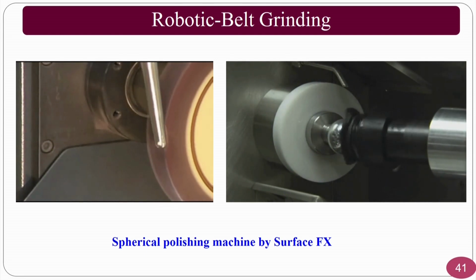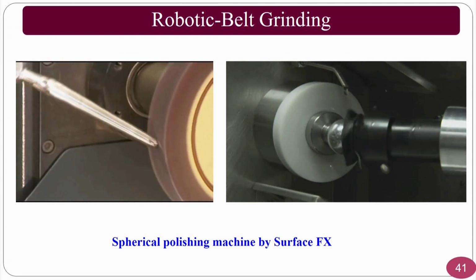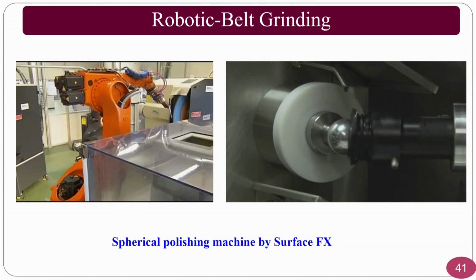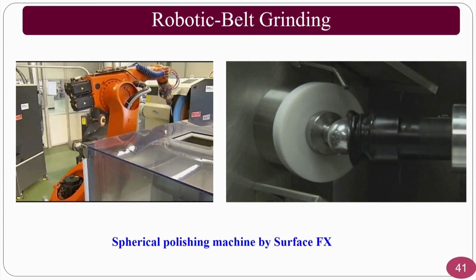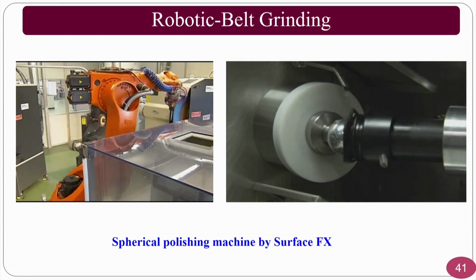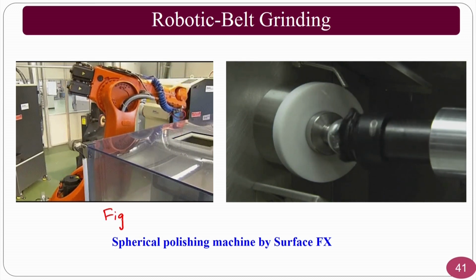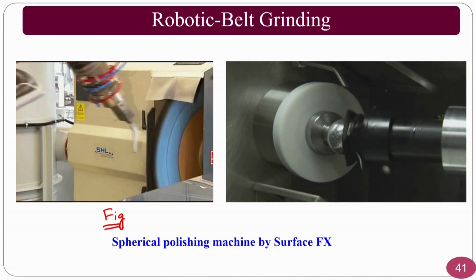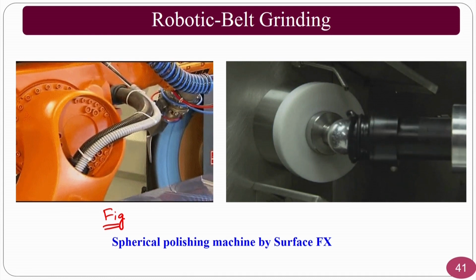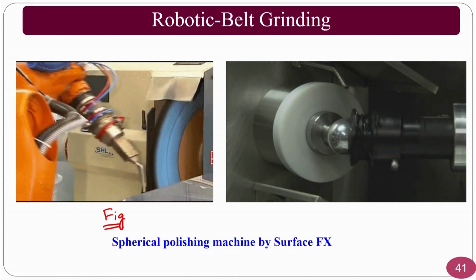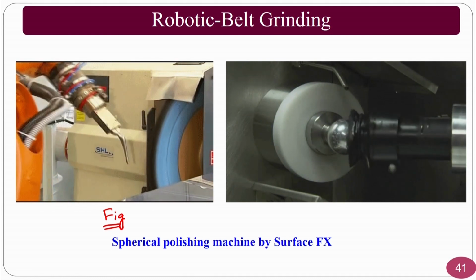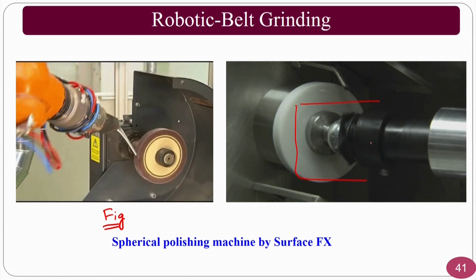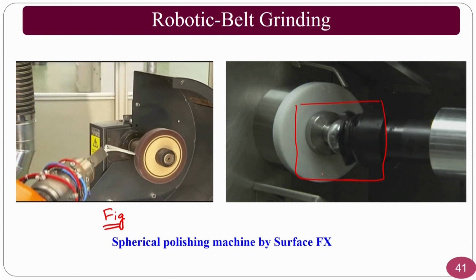Here also, not only the belts, you can also use the grinding wheels itself. That is what I want to show. If you see here, the second picture, this is figure 1 where the hip implant stem is being fabricated or finished. In another case, the hip implant head is going to be finished here. If you can see here, the finishing action is taking place on the head.